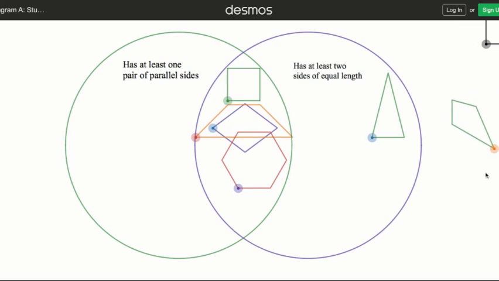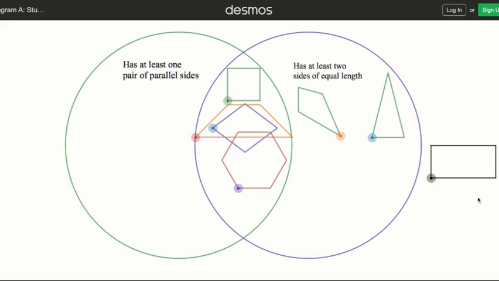The next one we have is a kite. Kites have these sets of sides equal and these sets of sides equal, but we don't have any parallel sides. So that's just going to go into the right side here with at least 2 sides of equal length.